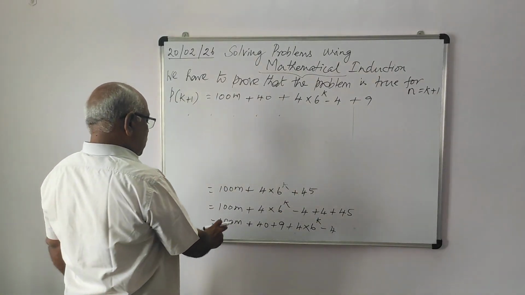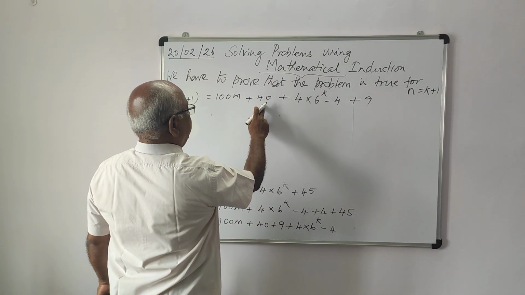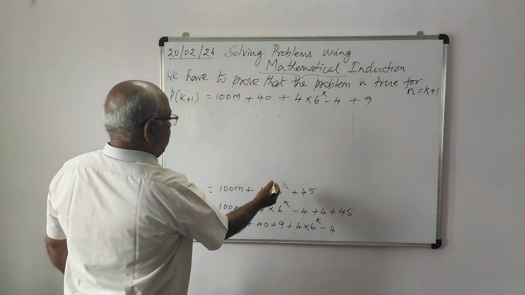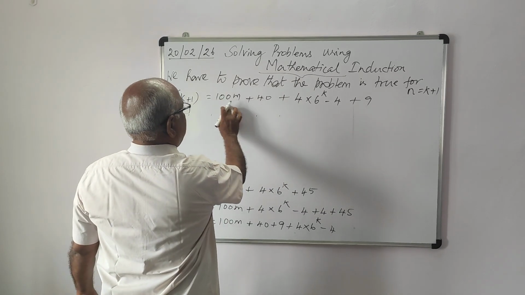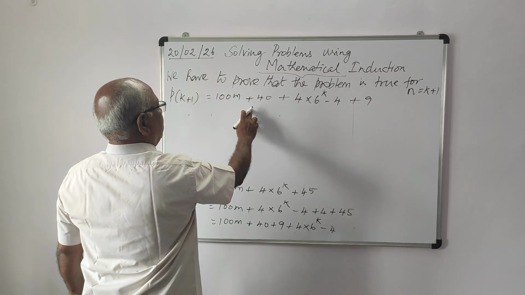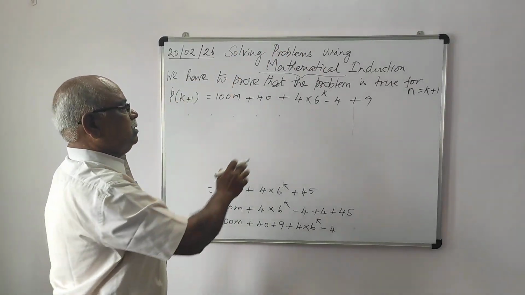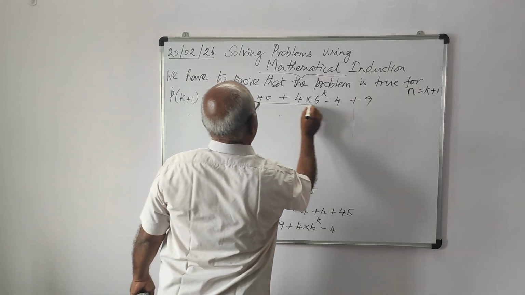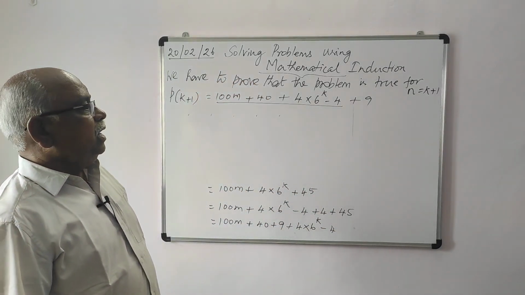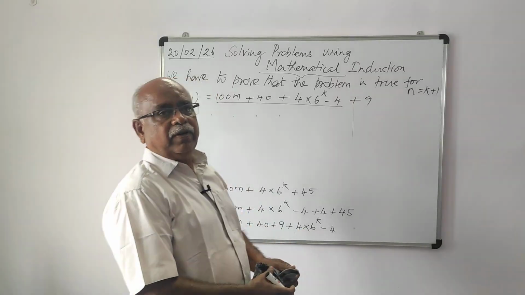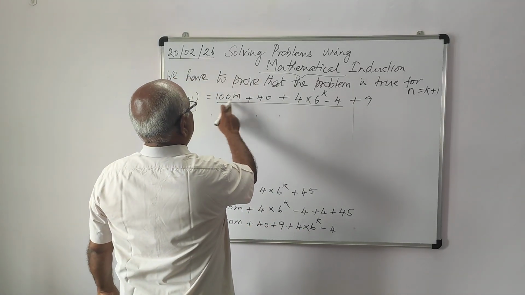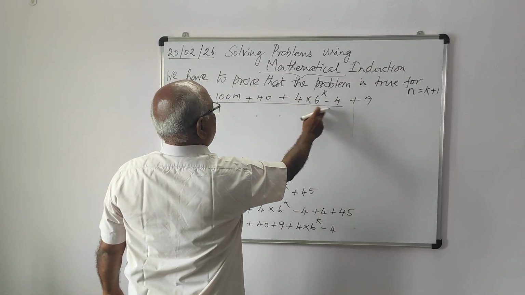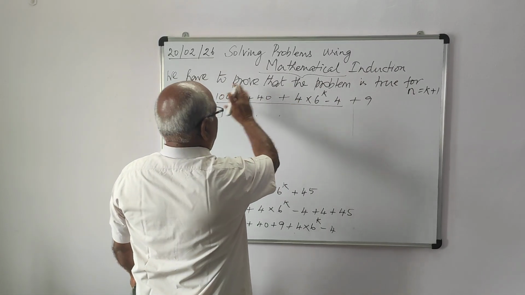See, if this expression is divided by 20, we can say that the problem is true, because the whole expression is divided by 20 plus the remainder 9. So this entire expression is to be divided by 20. If it is so, the remainder is 9. That's our problem. You know 100m and 40 can be divided by 20. So we have to prove only that 4 into 6 power k minus 4 can be divided by 20. Then the problem is true.